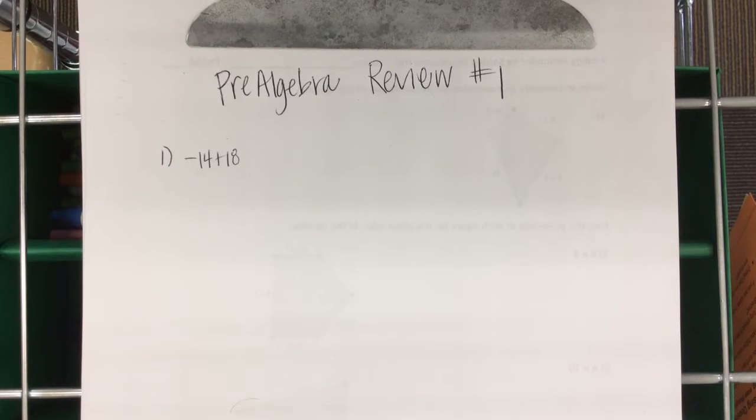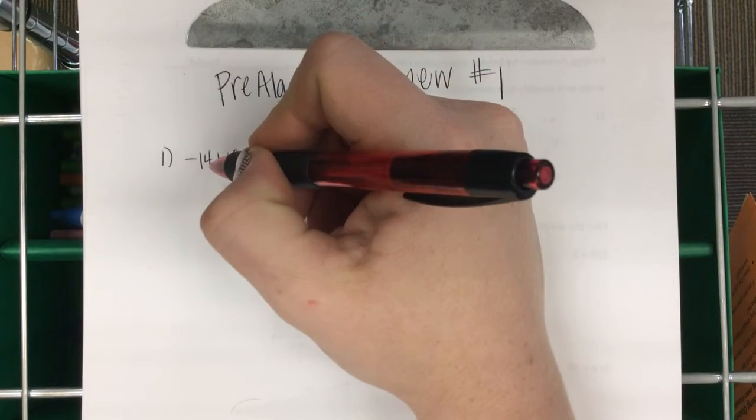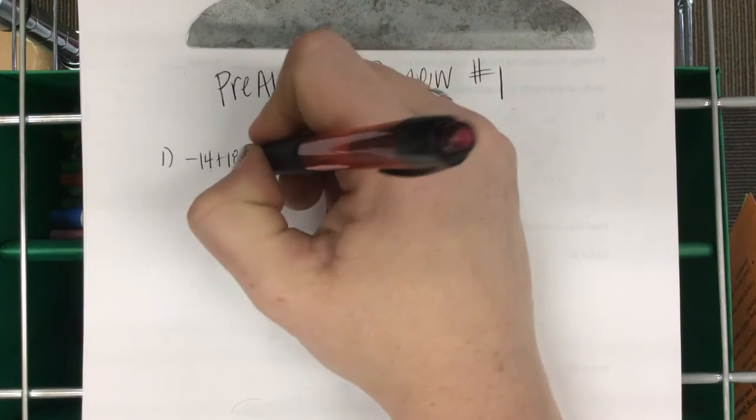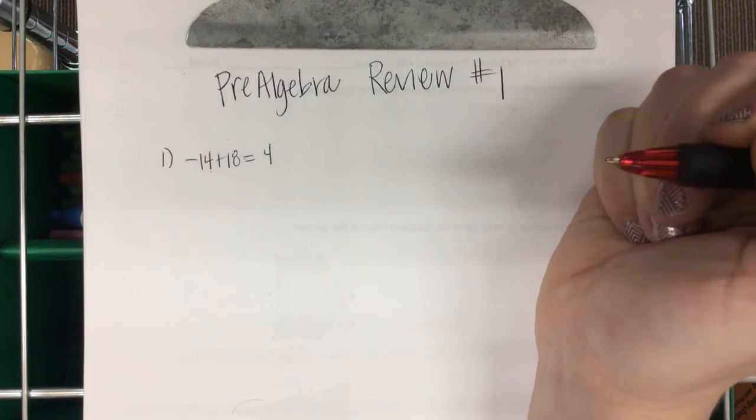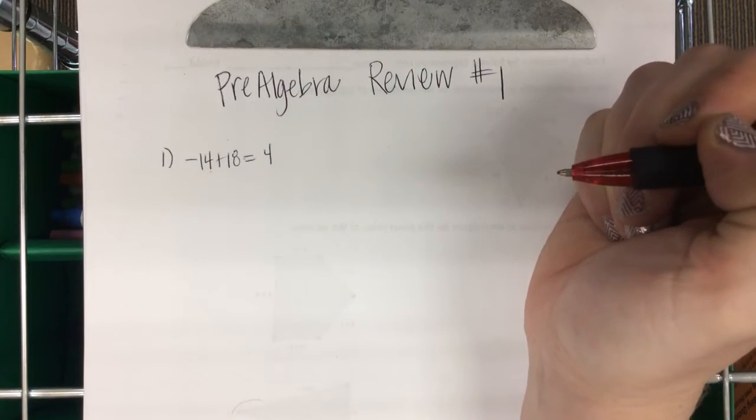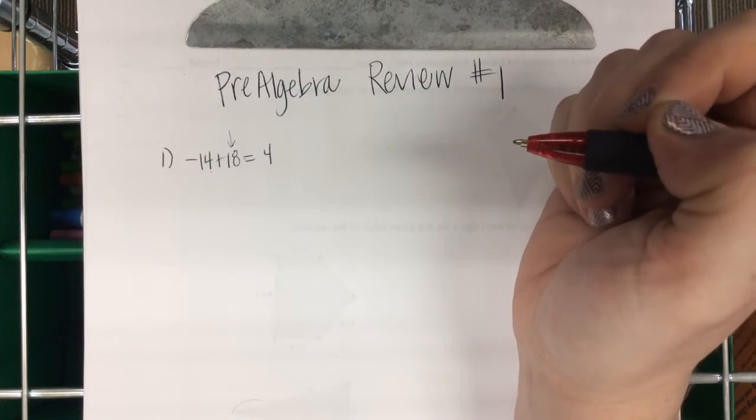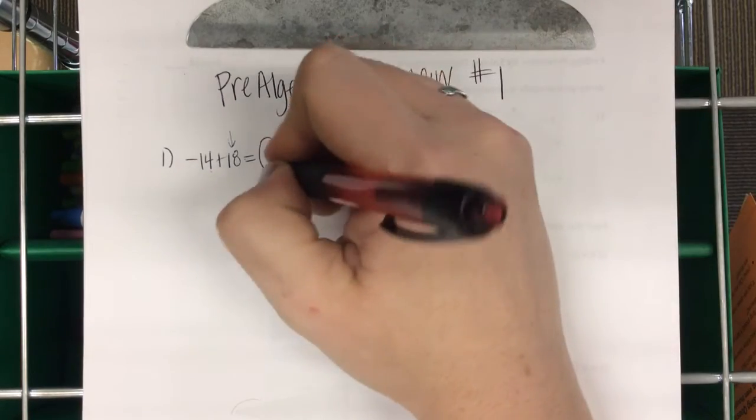If the signs are different, positive and a negative, find the difference, subtract, and the one with the greatest distance is the value of the number. So 18 minus 14 is 4, and is it positive or negative? Positive, because 18 is greater than 14. 18 has the greater absolute value, the greater distance from 0.